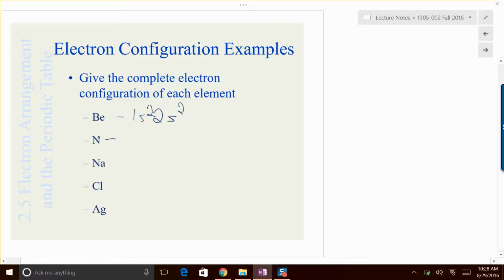Nitrogen. We're going to start nitrogen out with the exact same electron configuration as beryllium because it comes after beryllium, right? 1s2, 2s2. Now where do I go? 2p. What is nitrogen's position in the 2p? 3. That's the electron configuration of nitrogen: 1s2, 2s2, 2p3.